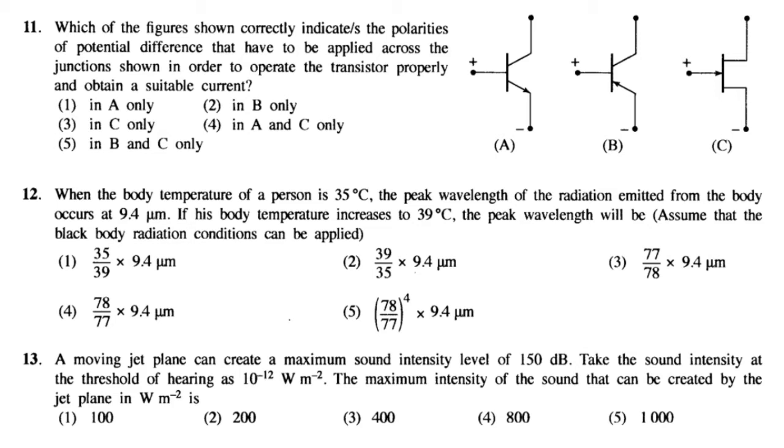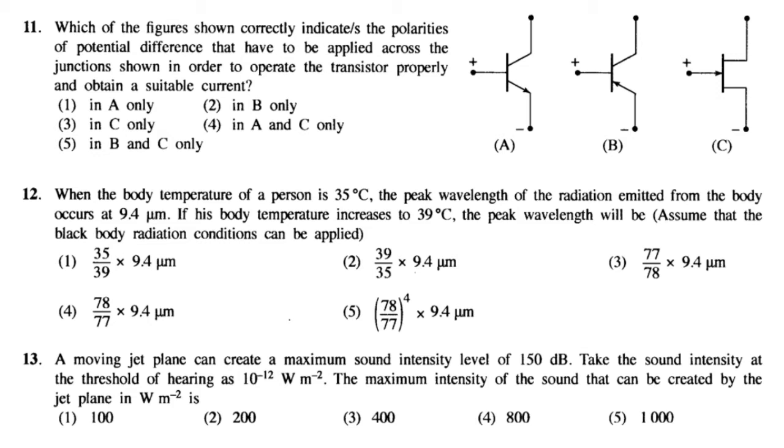Question number 11. There are 3 transistors here, and they are asking for the correctly marked polarities to operate the transistors properly. When you look at transistor A, the arrow indicates from P to N. So A transistor is an NPN transistor. To operate an NPN transistor, base emitter junction must always be forward bias. So in A, base emitter junction is forward bias. So A is right.